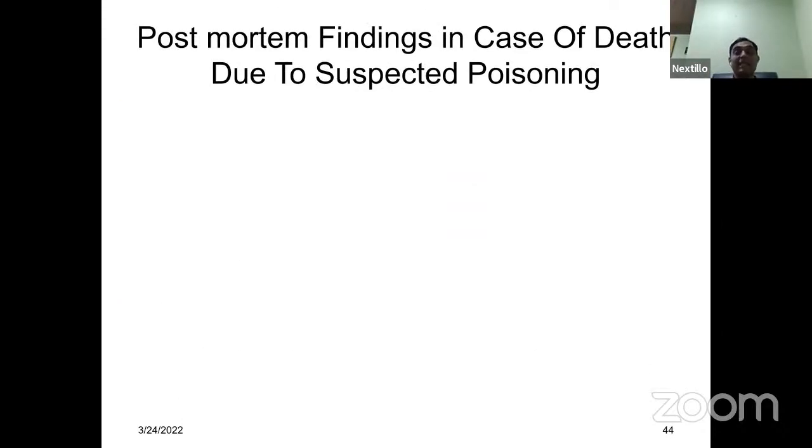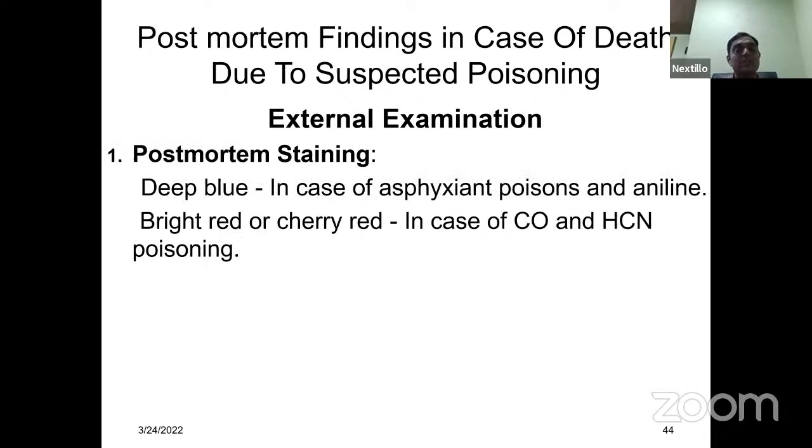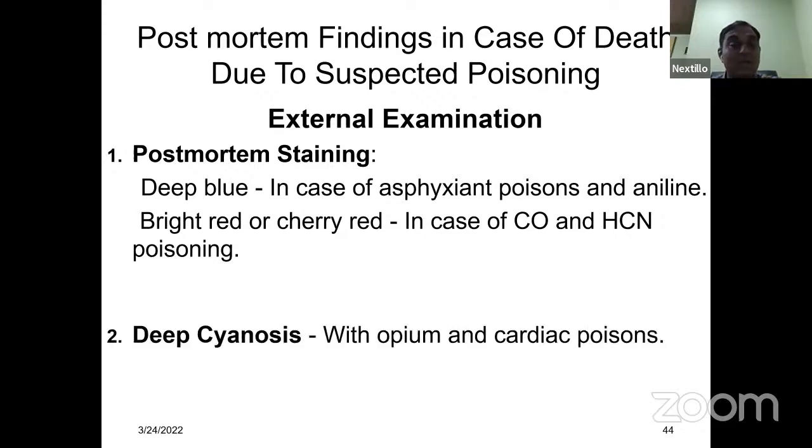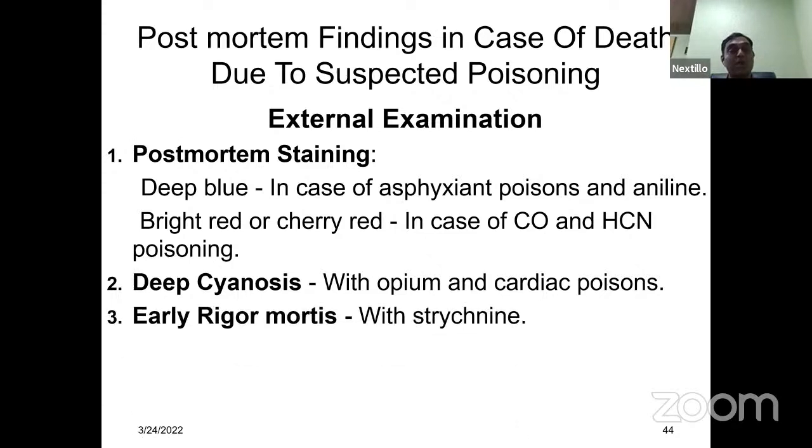Postmortem findings in a case of death due to suspected poisoning, which are the postmortem findings? We have to go for the external findings or examination and the internal findings or examination. So what are the external findings? The postmortem stain, deep blue in case of asphyxiant poisons, bright red or cherry red in case of carbon monoxide or hydrogen cyanide poisoning. So the staining has its own importance. Deep cyanosis with opium and cardiac poisons most commonly. Early rigor mortis may be seen with strychnine and nux vomica.